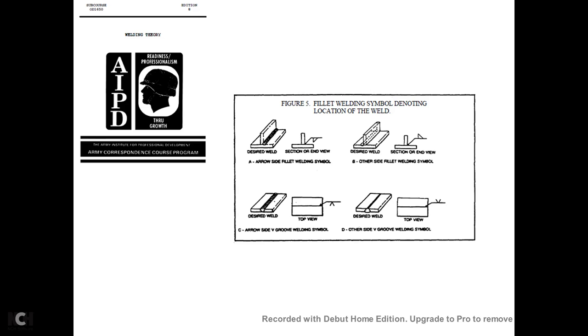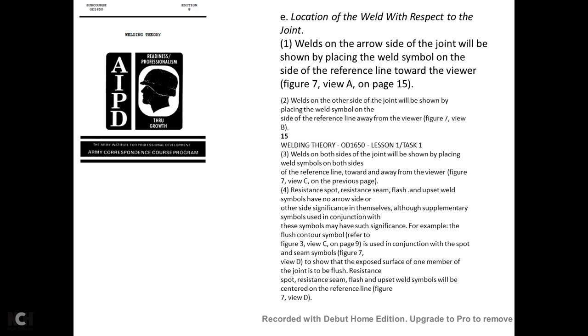Top view of the welding symbol. Location of the weld with respect to the joint. Welds on the arrow side of the joint will be shown by placing the welding symbol on the side of the reference line toward the viewer. Welds on the other side of the joint will be shown by placing the welding symbol on the side of the reference line away from the viewer.